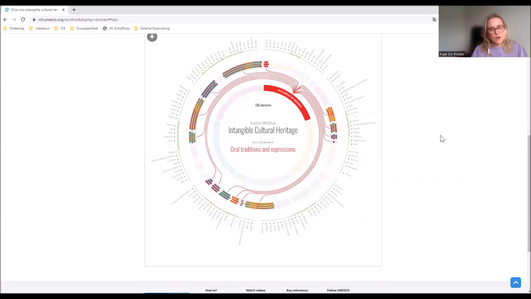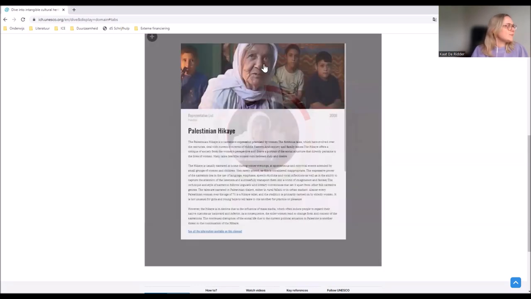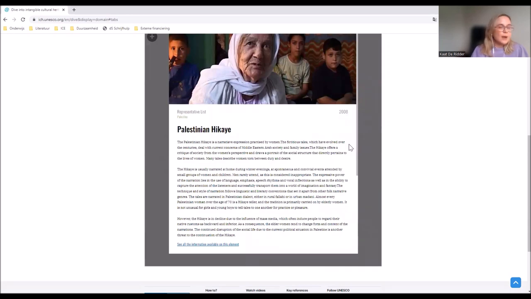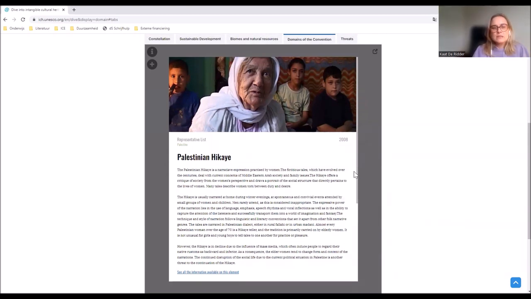Let's have a look at one of the examples within this domain. That's the case of the Palestinian Hikaye, which is a tradition that is mainly practiced by elderly women. It entails the narration of fictitious tales that have evolved over centuries and often deal with current concerns of society in the Middle Eastern Arab countries and family issues as well. Many tales describe women being torn between duty and desire. Hikaye is usually narrated in a Palestinian dialect and at home during winter evenings, during spontaneous events. It's attended by small groups of women and children. Men rarely attend Hikaye because that is considered inappropriate.